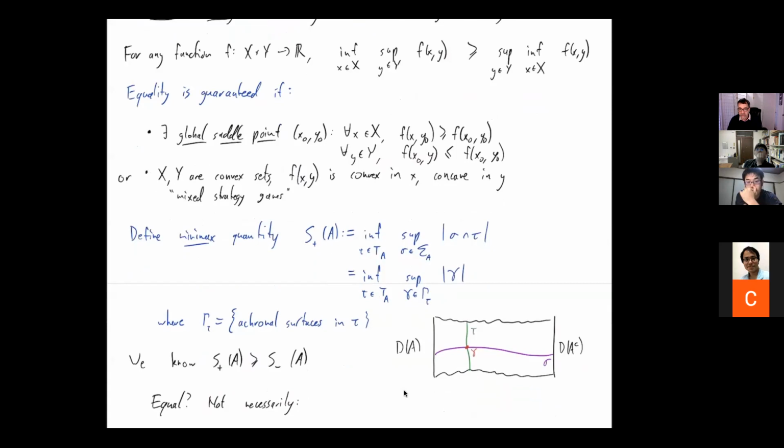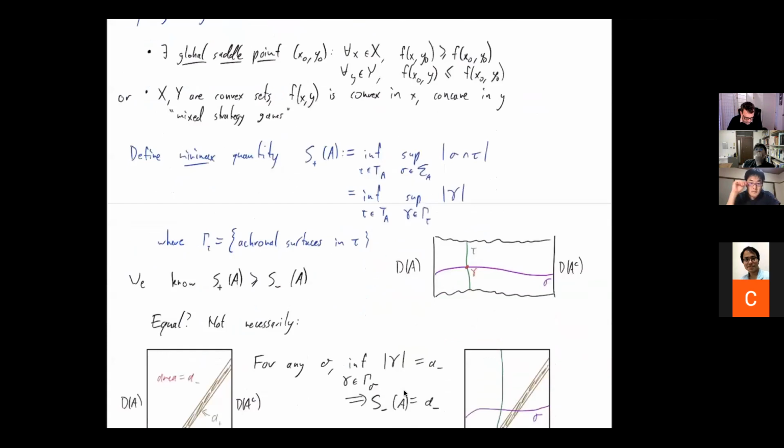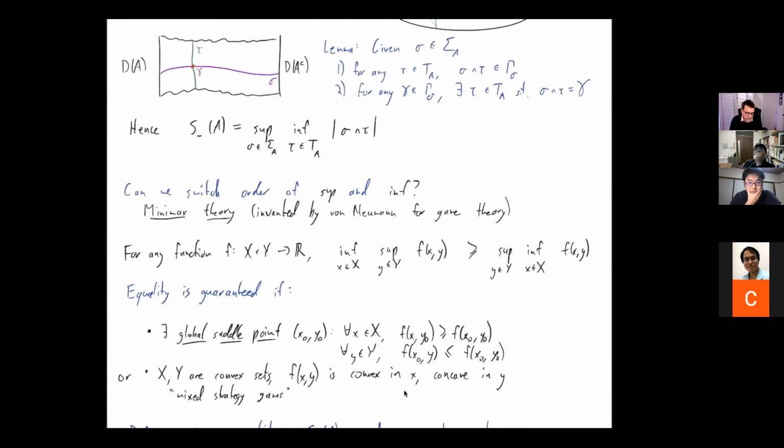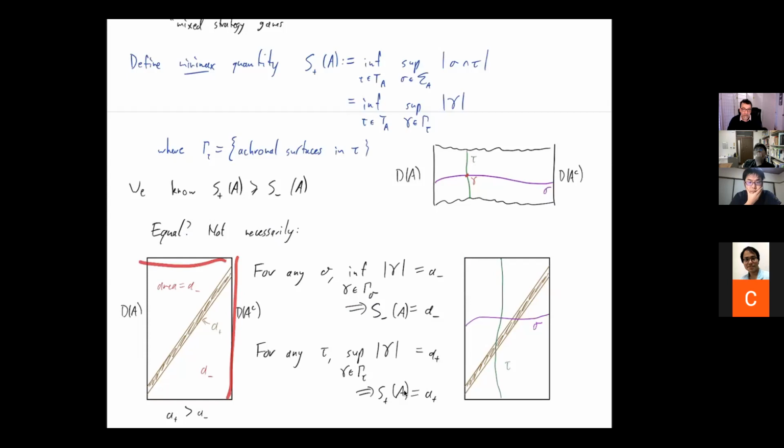So my counterexample is the following. Think of this as like a Penrose diagram. It's a rectangle where it's taller than it is wide. And I have a stripe. There's a sphere at every point in the Penrose diagram, and the sphere has area A minus in this region and in this region, and it has area A plus on the stripe, where A plus is more than A minus.